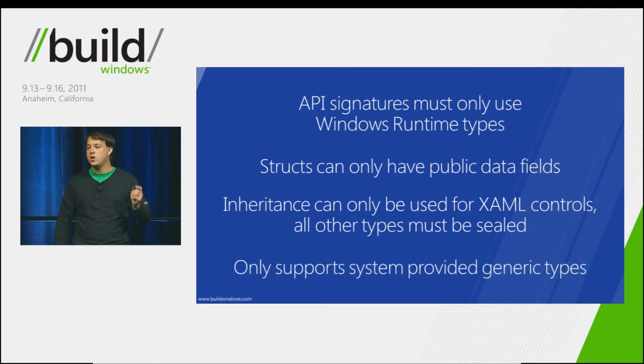And finally, we only support system-defined generic types. So you can use IList of T, EventHandler of T, TypedEventHandler of T, but you can't define your own generic interfaces, and you can't have open generic types. That's not too bad. That's a few extra rules, but nothing strange.